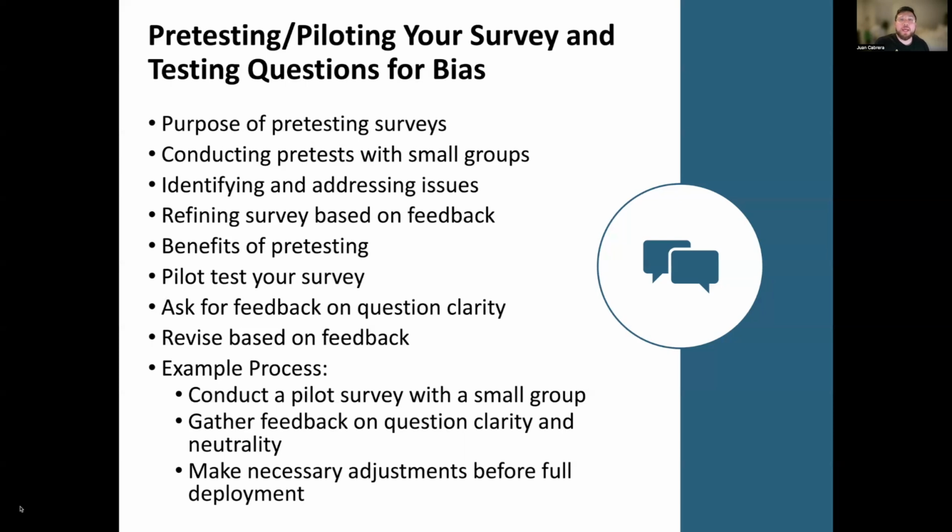During the pre-test, pay attention to feedback on question clarity and neutrality. Ask your test group to provide detailed feedback on whether any questions are biased or difficult to understand. Based on this feedback, revise any biased or unclear questions to ensure that your survey questions are unbiased and clear. Well, let's go through the typical pre-testing process. You want to conduct a pilot survey with a small group, gather feedback on question clarity and neutrality, and then make those necessary adjustments based on the feedback before you deploy it.